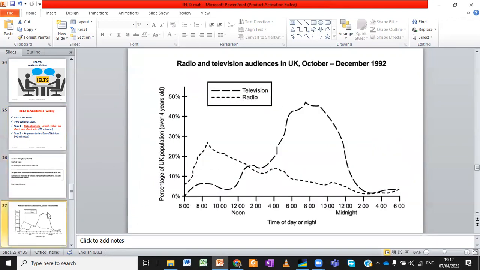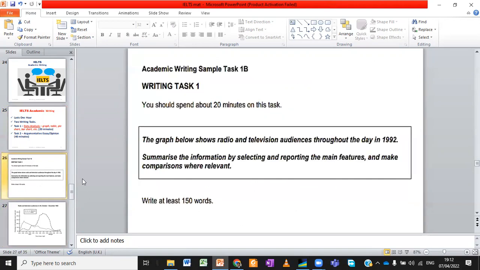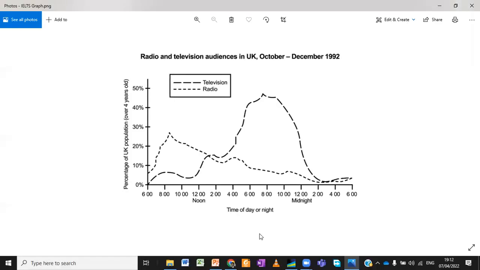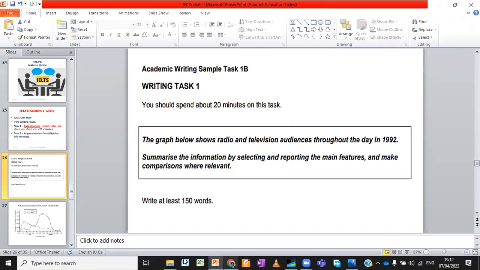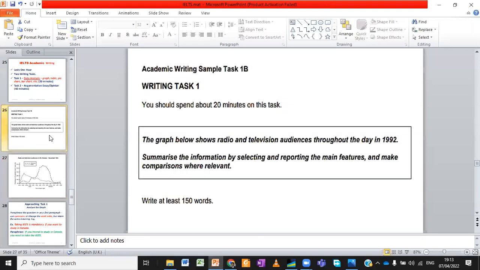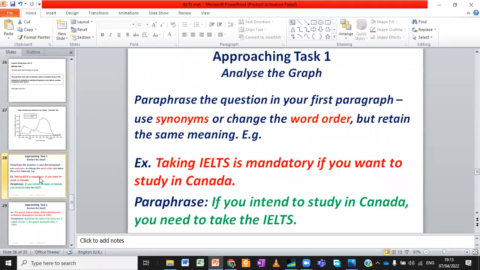Now, this is the graph. What you do is to study the graph before you start writing about the features and the comparisons. Let me open the graph picture here, good, so I'll just be toggling. Now, you have the question. What I want you to do is to summarize the information. So let's look at the information. Before we look at the information, let me take you through this.